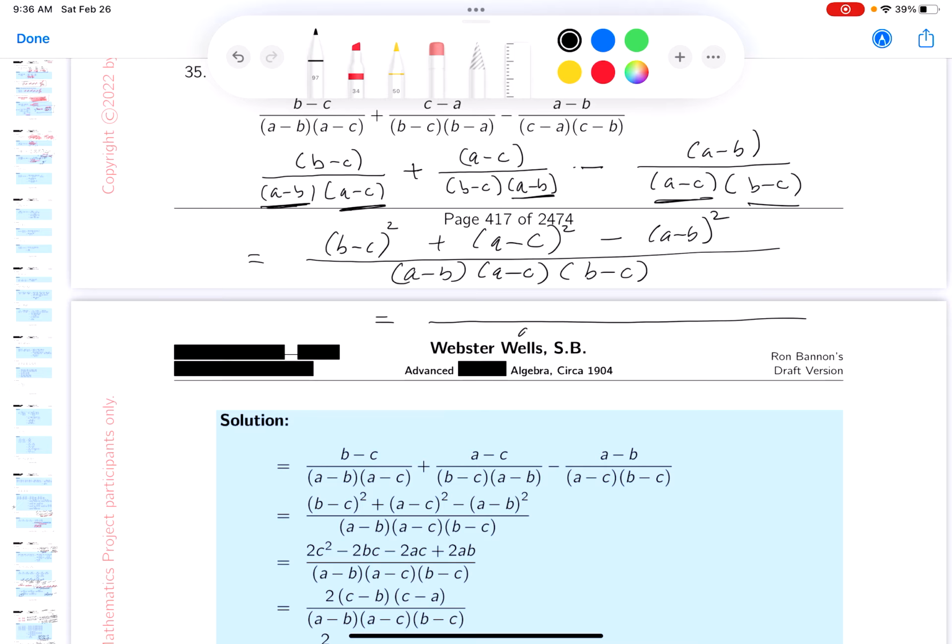The bottom is A minus B, A minus C, B minus C. Let's do the top. B squared minus 2BC plus C squared plus A squared minus 2AC plus C squared. Last guy's going to be a killer. Let's put it down. It's going to be minus, now A squared, so minus A squared. Then I get minus 2AB, which is plus 2AB now. And then what do you get? You get B squared, but minus B squared.